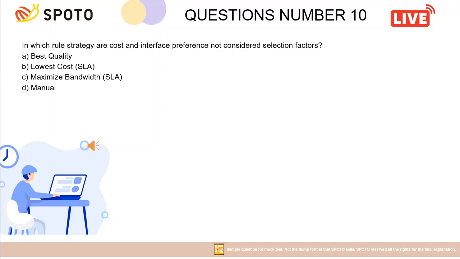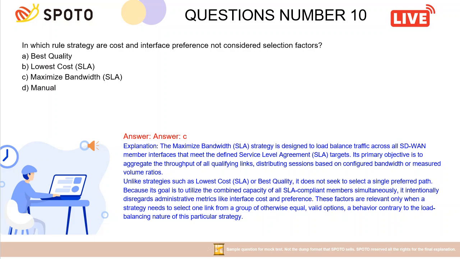Answer C. The Maximize Bandwidth (SLA) strategy is designed to load balance traffic across all SD-WAN member interfaces that meet the defined service level agreement (SLA) targets. Its primary objective is to aggregate the throughput of all qualifying links, distributing sessions based on configured bandwidth or measured volume ratios. Unlike strategies such as lowest cost (SLA) or best quality, it does not seek to select a single preferred path.